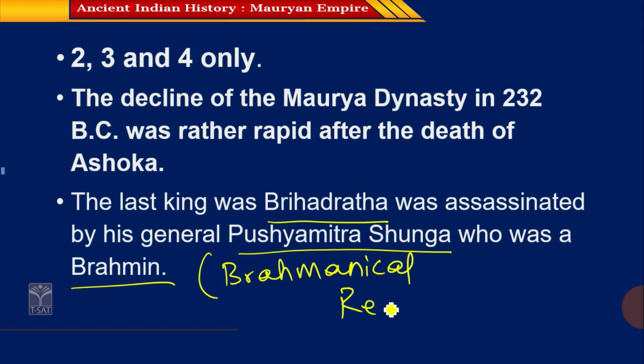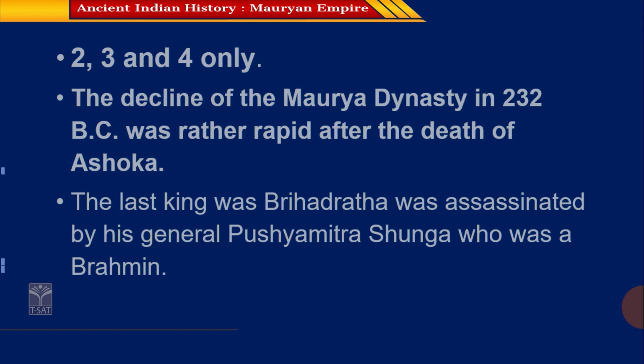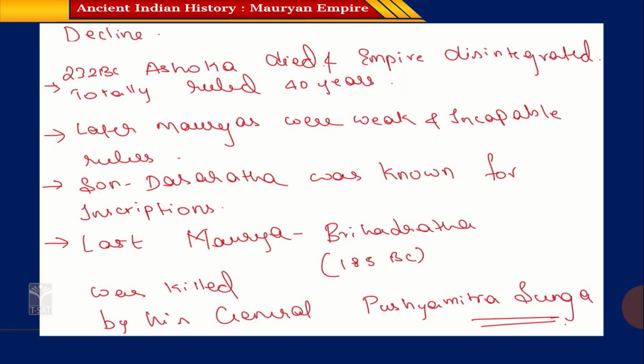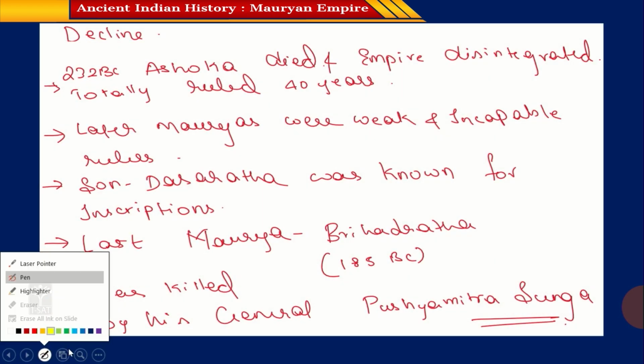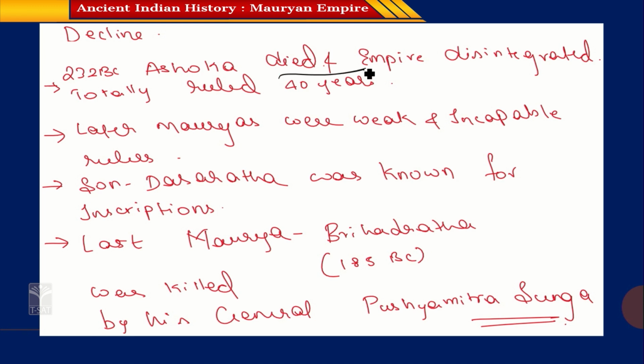Brahmanical reaction to Ashoka's emphasis on Dhamma and Ahimsa. The main decline, if you observe, begins in 232 BC when Ashoka died. Ashoka died a natural death, and within the next 40 years, by approximately 185 BC, the Mauryan state was finished.